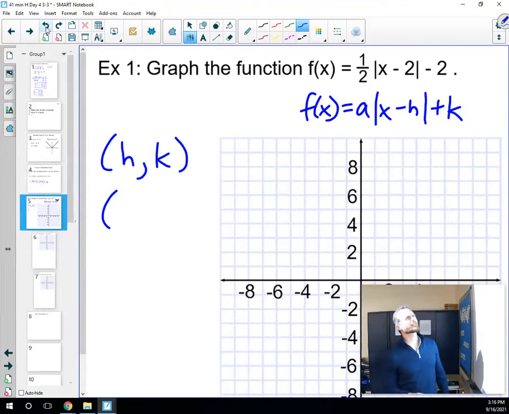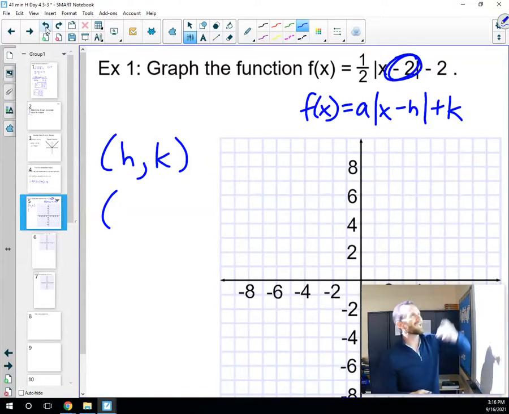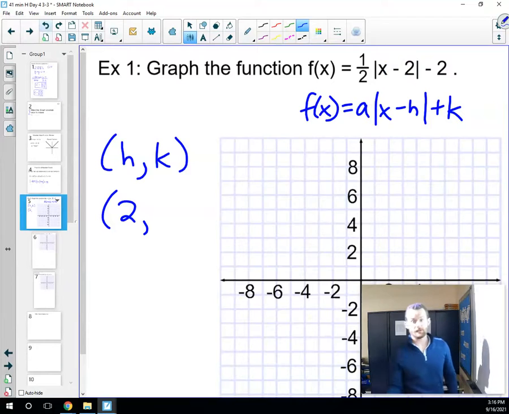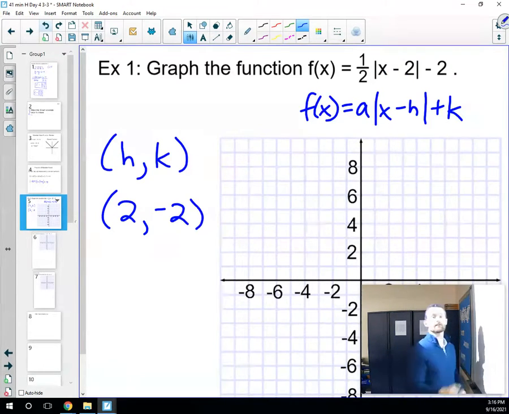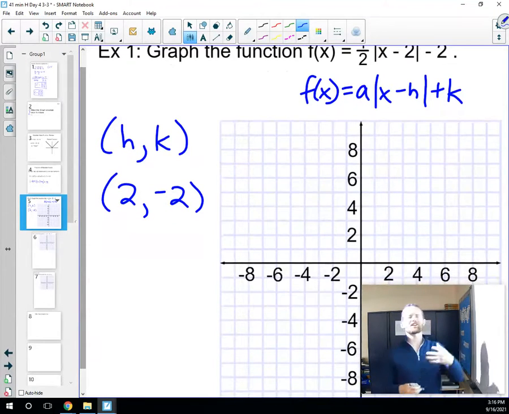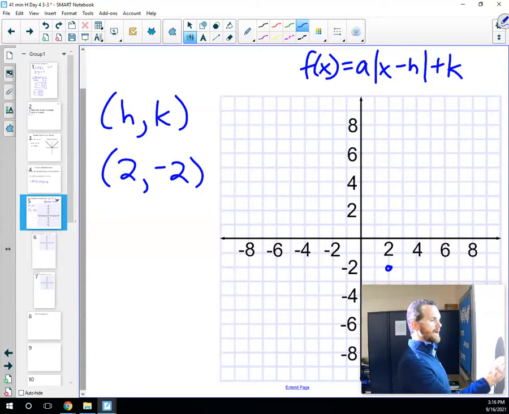So the vertex will be, let's see, we see a -2, but that's in the place of h, so we have to change the sign. We see a -2, so h is actually +2. K is a -2. We don't have to change the sign of k. We only change the sign when we're finding h. That's a better way to say it. We only change the sign when we're finding h. So then we go +2, -2, so right 2 and down 2.